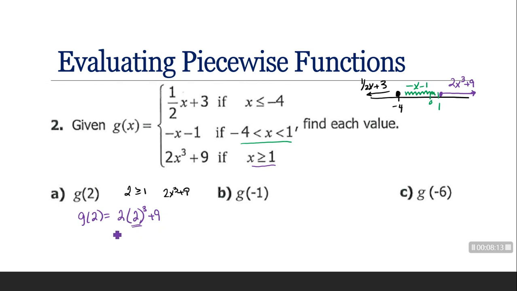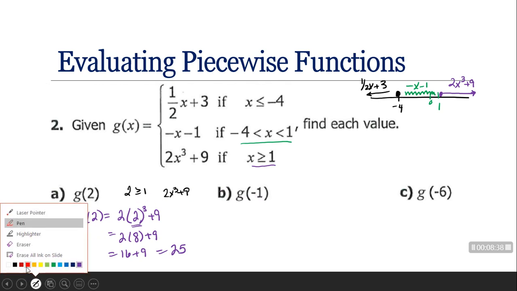Remember, you got to do your exponents first. 2 cubed is 8. 2 times 8 is 16. And 16 plus 9 gives us 25. So g, evaluated at 2, has a y value of 25. There you go. Okay, our next example, g of negative 1.